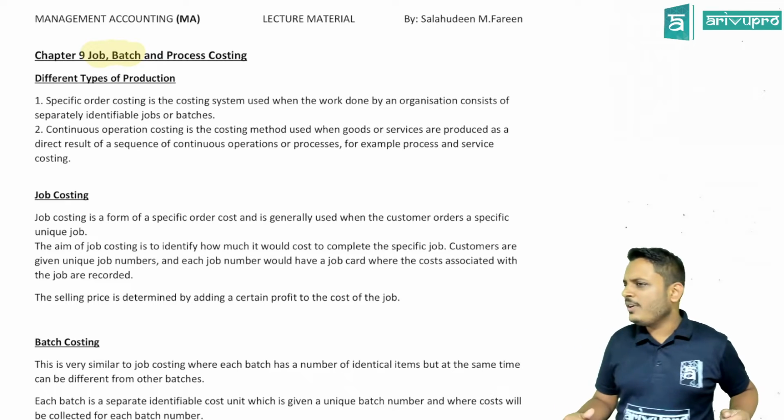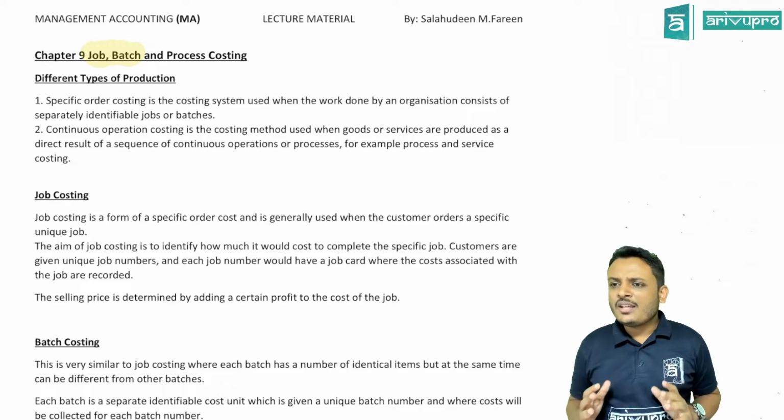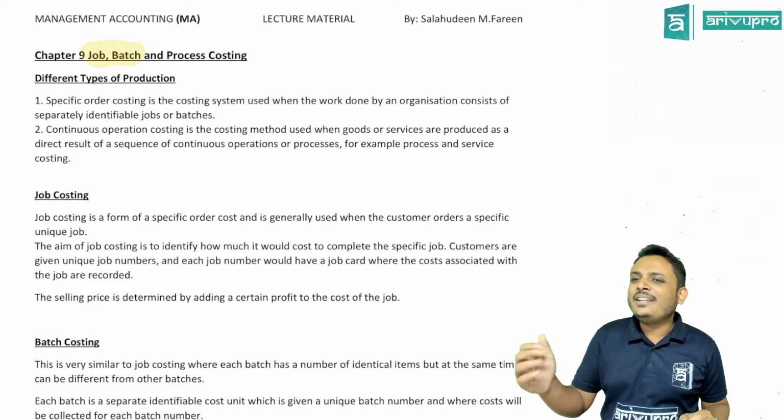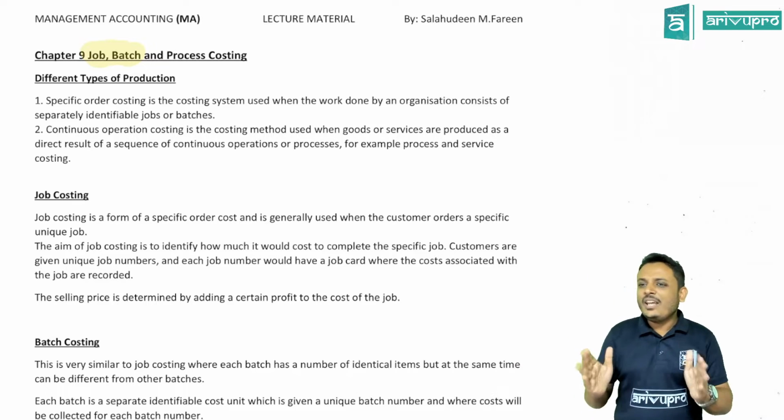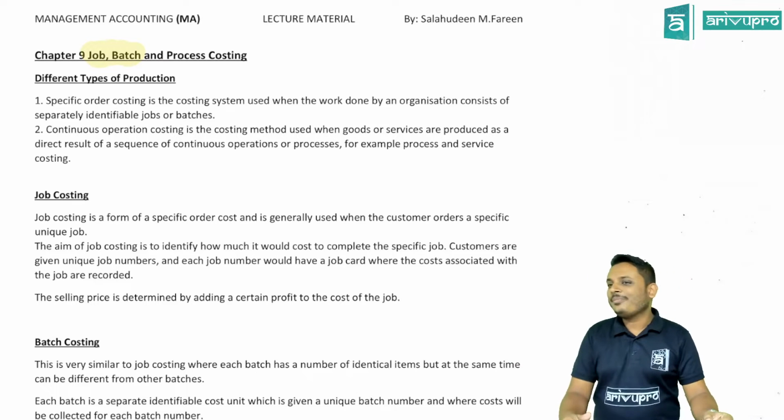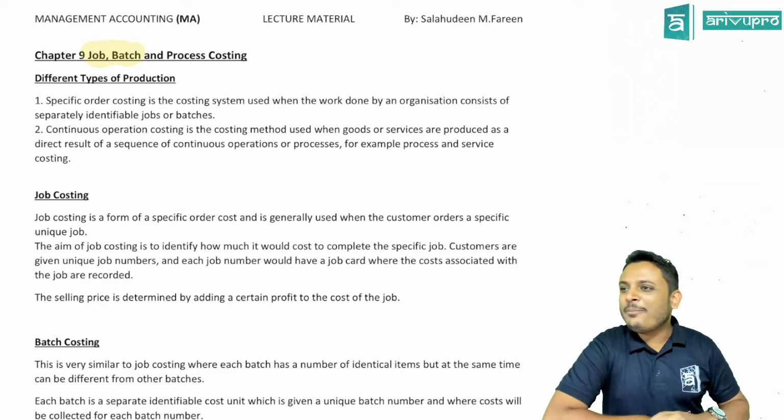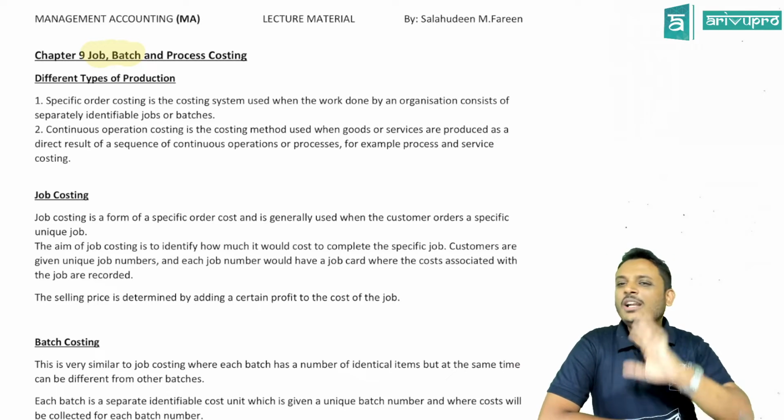Now concentrate. What is job costing? It's a part of specific order costing. Job costing means the requirement is decided by the customer, and every product is a single job. For example, if I am going to build a house, how many of you are living in your own house?